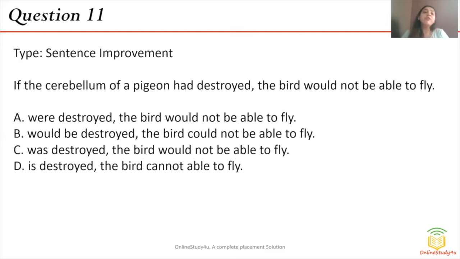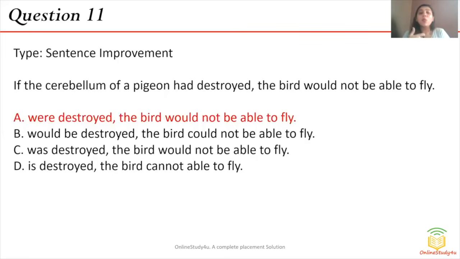If the cerebellum of a pigeon had destroyed, the bird would not be able to fly. If the cerebellum of a pigeon were destroyed, the bird would not be able to fly. If the cerebellum of a pigeon would be destroyed, the bird would not be able to fly. If the cerebellum of a pigeon was destroyed, the bird would not be able to fly. If the cerebellum of a pigeon had destroyed, the bird cannot be able to fly. Okay, cannot be able to is anyway wrong, out of question.